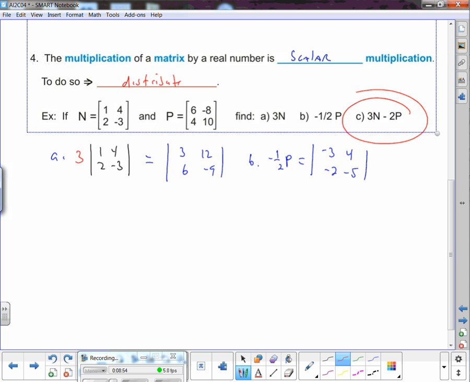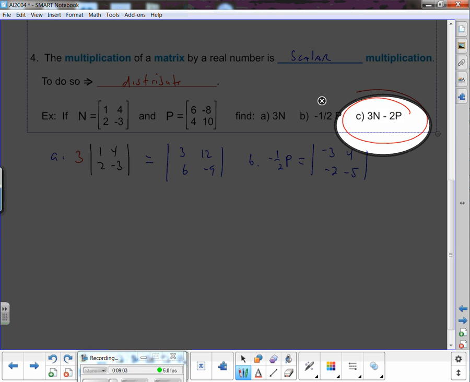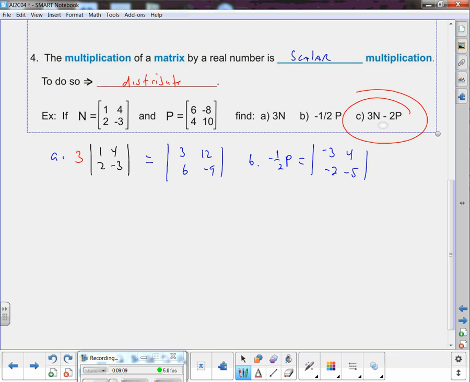So if they give you something like C, 3N minus 2P, and again, I'm assuming if you're not asking questions that you understand what's going on, but if you ask a question, then I'll stop and go back. You just have a couple of things involved, right? So why don't you do that? 3N minus 2P. Just be careful. You've got a couple of things involved.